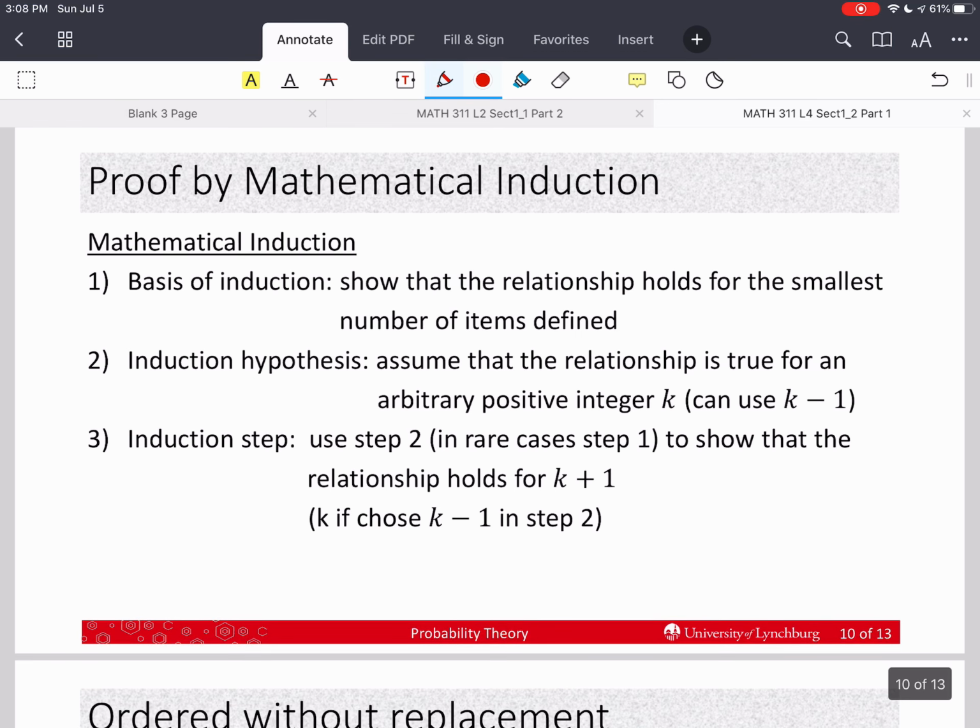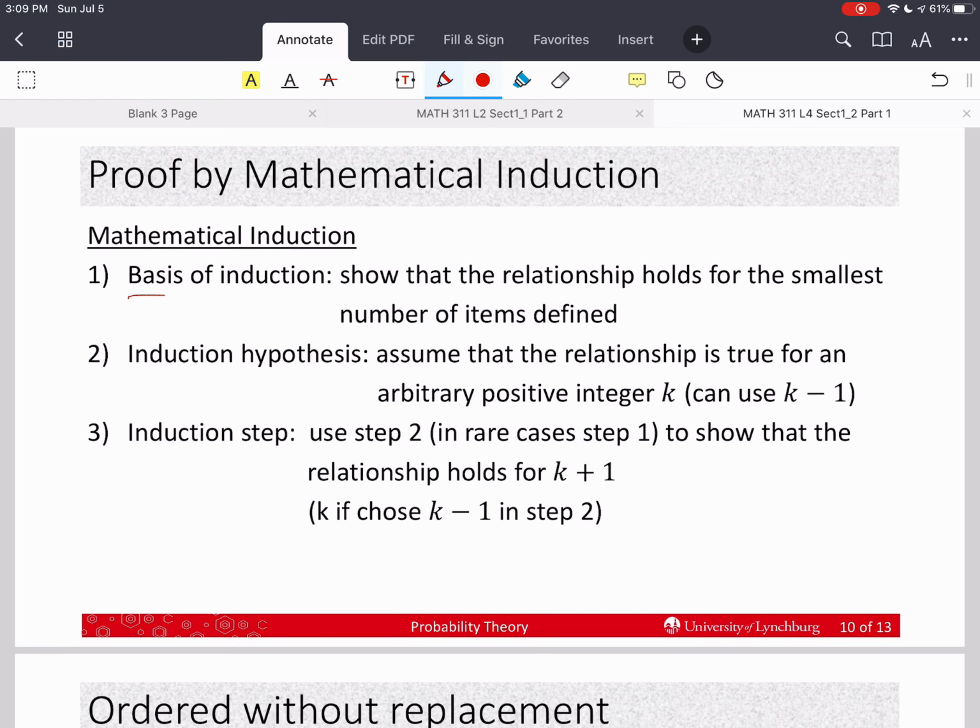As I mentioned, we need to learn how to do proof by mathematical induction. This is a formal proof method that you'll see in published papers. It's very important to know this. So the first step is the basis of induction. We need to show that the relationship holds for the smallest number of items defined. Okay? Smallest number. That can sometimes be 0 or 1. Those are the two most common, but it could be that we start at 3 or 4 or 5. So be careful. Use the smallest defined number of items.